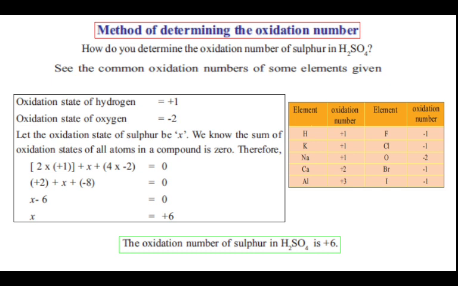The oxidation state of hydrogen is +1. Oxidation state of oxygen is -2. Let the oxidation state of sulfur be X. We know the sum of oxidation states of all atoms in a compound is 0. Therefore, 2 times +1 plus X plus 4 times -2 is equal to 0. That is +2 plus X plus -8 is equal to 0. That is X minus 6 is equal to 0. Therefore, X is equal to +6. That means the oxidation number of sulfur in H2SO4 is +6.